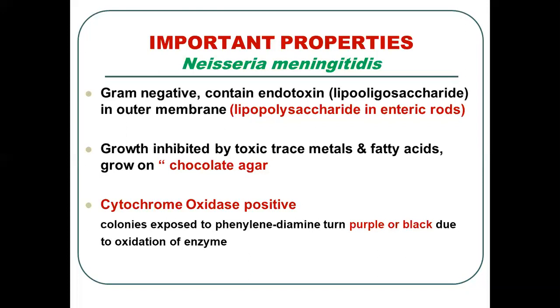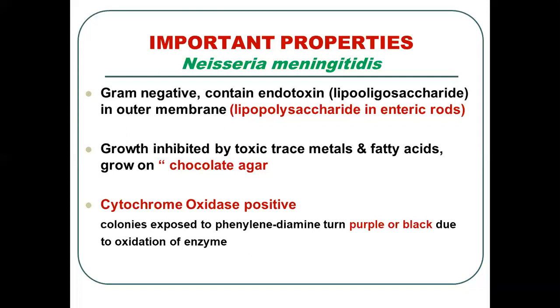This organism, Neisseria meningitidis, also has a cytochrome oxidase positive enzyme. When you expose the colonies to phenylenediamine, they turn purple or black due to the oxidation of the enzyme. So when we place phenylenediamine onto the colonies of Neisseria meningitidis, they will change their color because this chemical causes the oxidation of this oxidase positive enzyme. So they will turn purple or black in color.